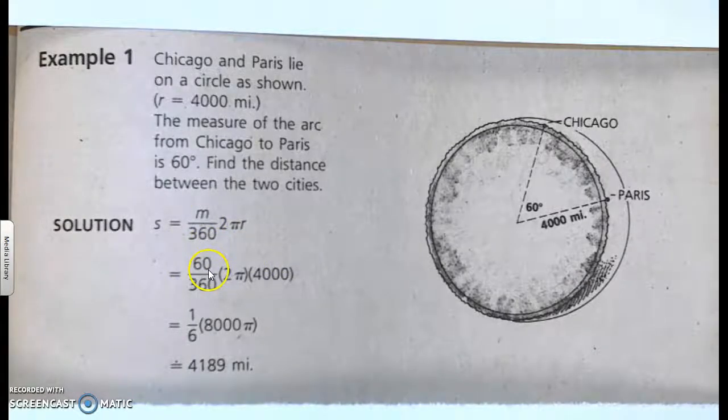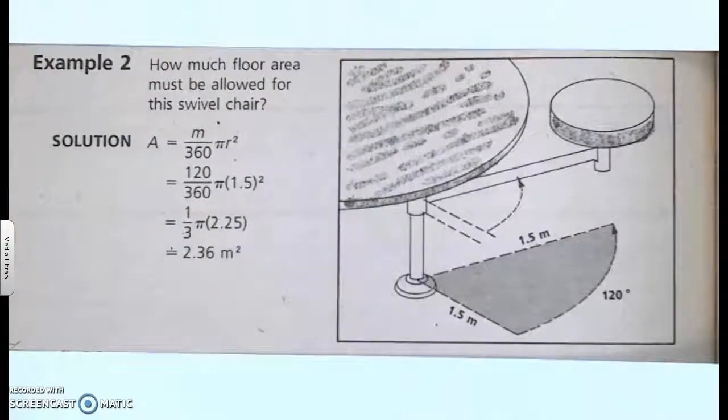So the distance is represented by S, and we use the formula. The M is your 60 degrees. You simplify 60 over 360, which is 1/6. And then you do your 2 pi and you substitute your R. And now this part right here becomes 8,000 pi, which if you press on your calculator, the approximate distance is 4,189 miles.